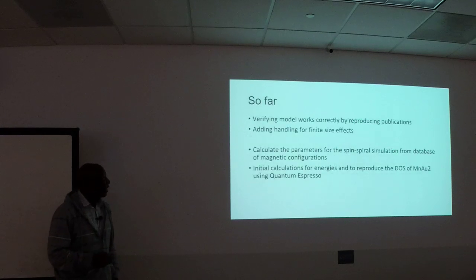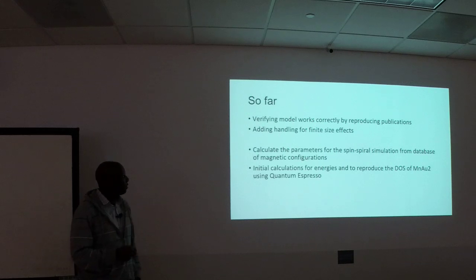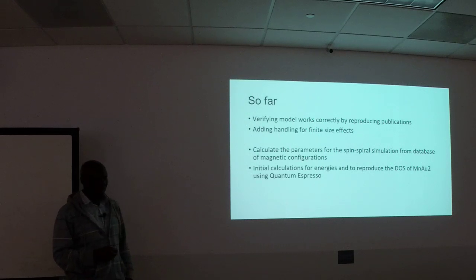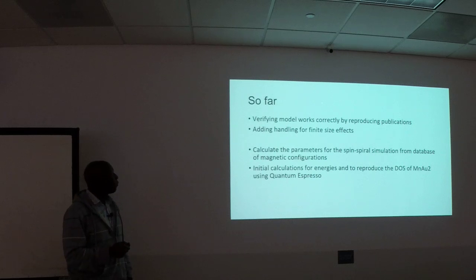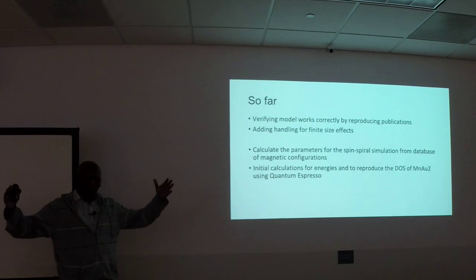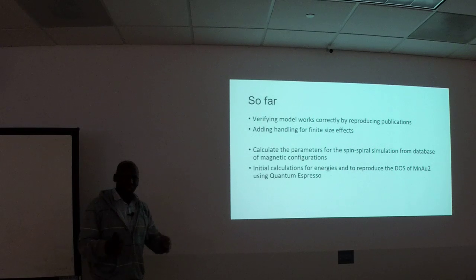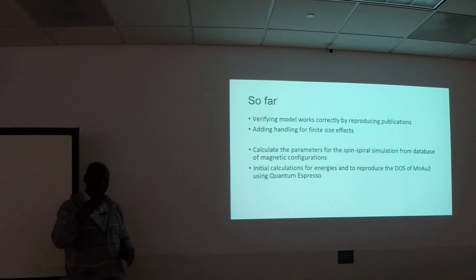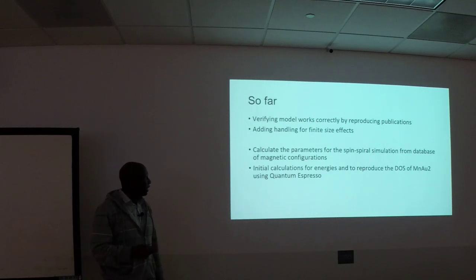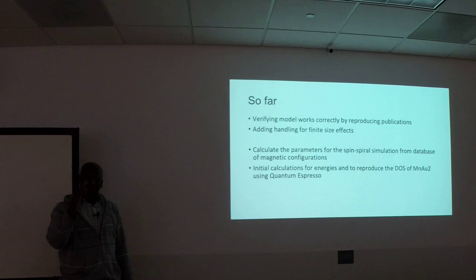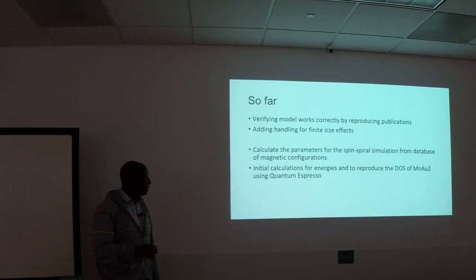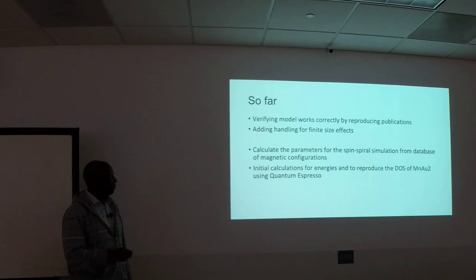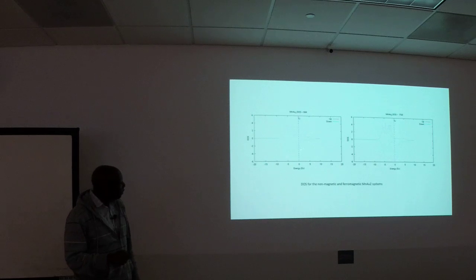So I have done some work on the model, checked that it works correctly and produced some other work, and I'm adding handling for finite size effects. As your system size changes, you get a different transition point, but there are ways of handling that so that you get the correct point. And then you also have to calculate the parameters for the spiral of the manganese gold. And I've also done some initial calculations for the density of states using Quantum Espresso, and this is what it looks like.